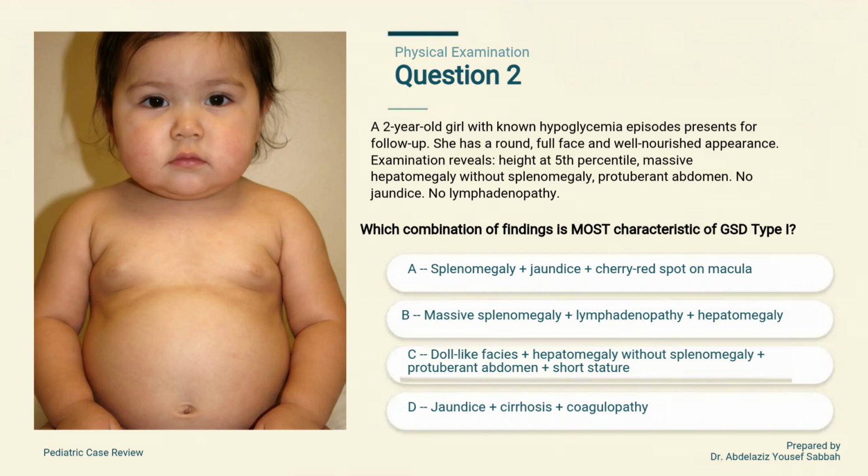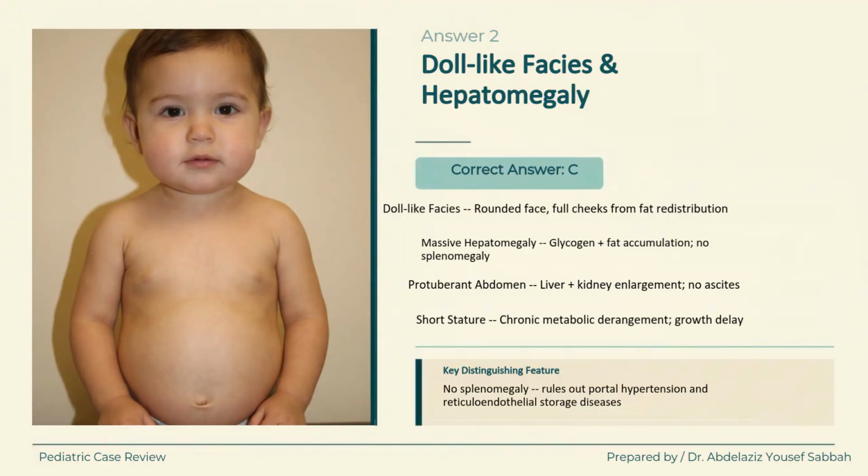Option A, splenomegaly, jaundice, and a cherry red spot on the macula. Option B, massive splenomegaly, lymphadenopathy, and hepatomegaly. Option C, doll-like facies, hepatomegaly without splenomegaly, protuberant abdomen, and short stature. Option D, jaundice, cirrhosis, and coagulopathy. The correct answer is option C, doll-like facies, hepatomegaly without splenomegaly, protuberant abdomen, and short stature.